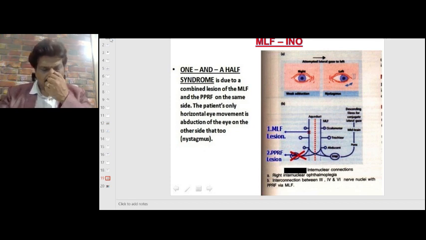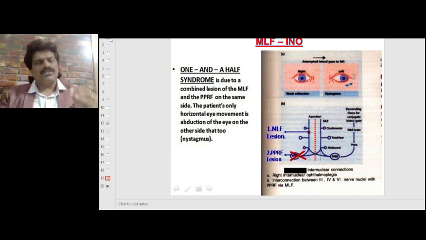So one and a half syndrome, you can see in the diagram, is due to a combined lesion of the MLF and the PPRF on the same side. Since the MLF is getting affected, adduction gets affected, half movement gets affected. Since the PPRF gets affected, one movement to the same side gets affected. So one and a half movements are affected. Only half movement is spared. There too, there is nystagmus. The patient's only horizontal eye movement is abduction of the eye on the other side. That too, there is nystagmus.